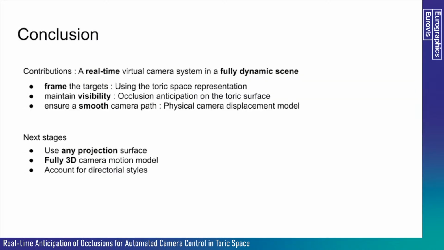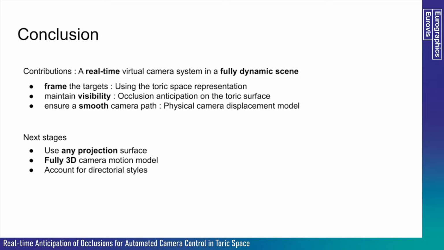So this paper introduces a real-time virtual camera system that works for fully dynamic scenes, that is able to frame the targets using the toric space representation, maintain the visibility on 2 targets, and ensure a smooth camera path using a physical camera displacement model.